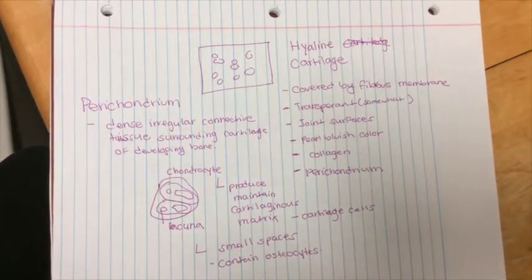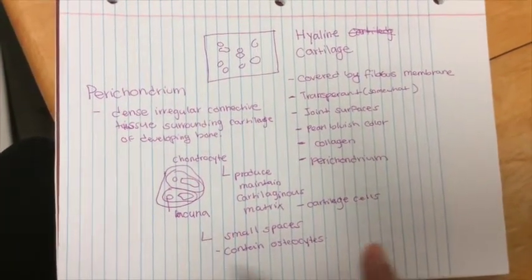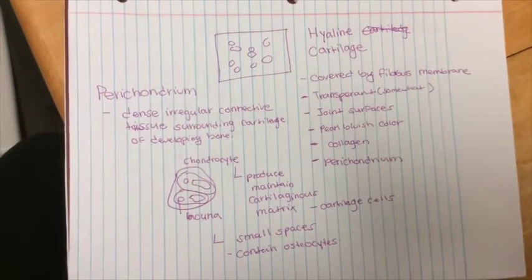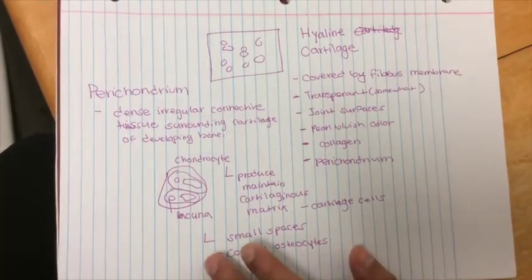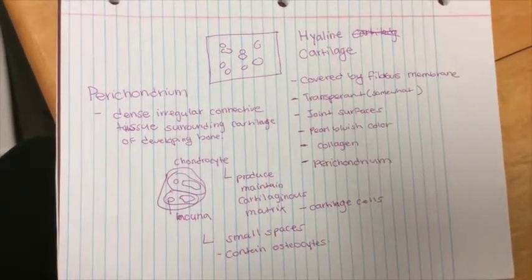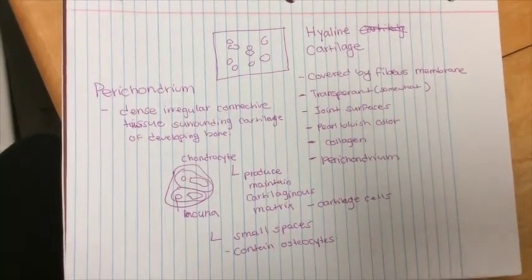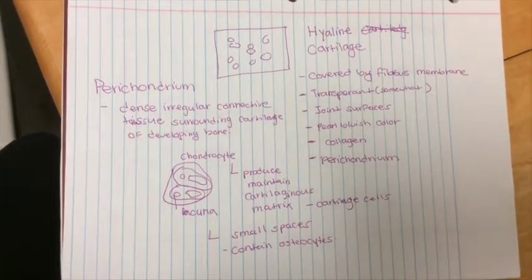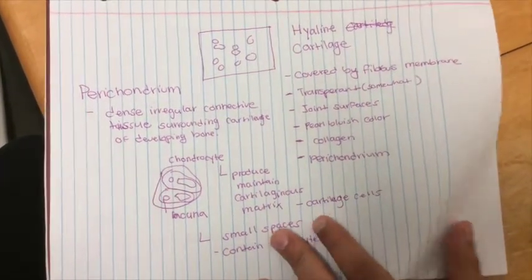Lacunae are small spaces that house the osteocytes, which are bone cells, and then the chondrocytes are the cells found in healthy cartilage that will help produce and maintain the cartilaginous matrix, which will contain mainly collagen.